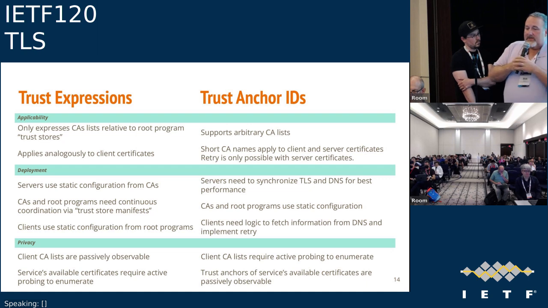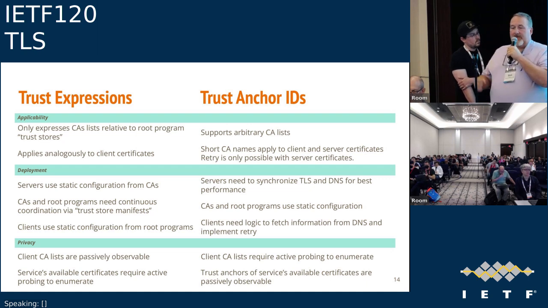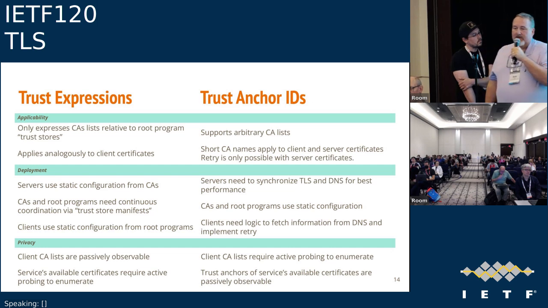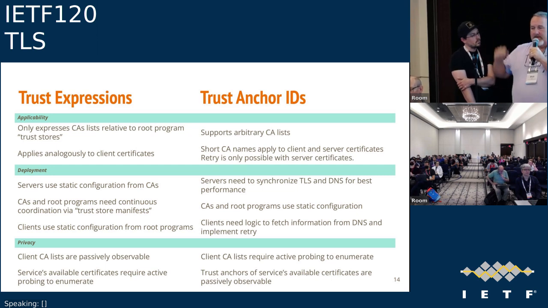For deployment mechanisms, servers use just static configurations from CAs in trust expressions. Nothing really changes. But servers need to synchronize TLS and the DNS for the best performance in trust anchor IDs. And root programs coordinate with manifests, or root programs just have a static manifest where they just put an identifier on each of their trust anchors.